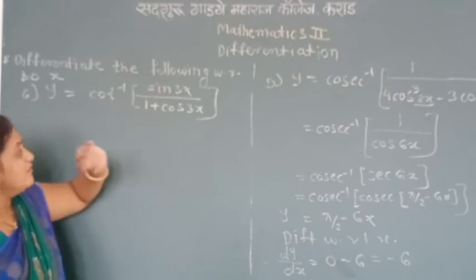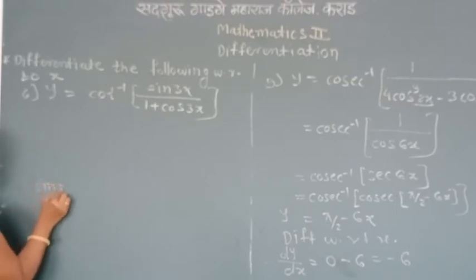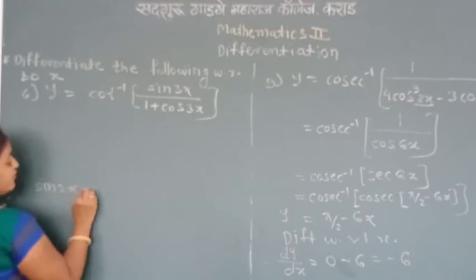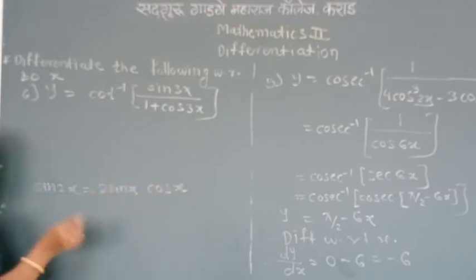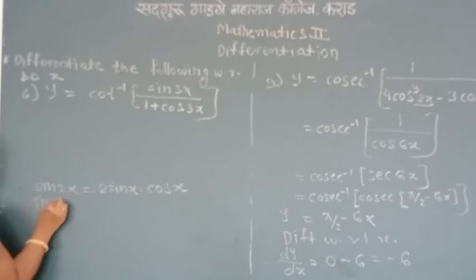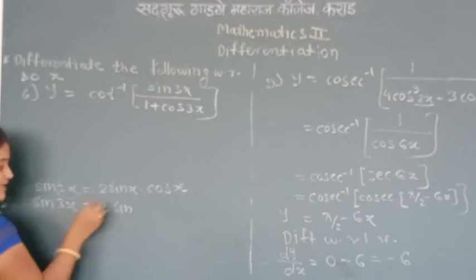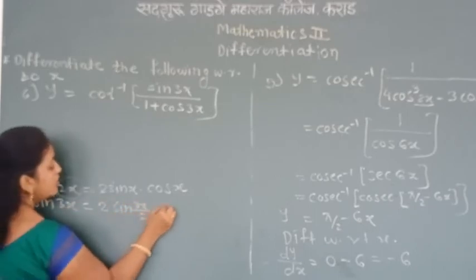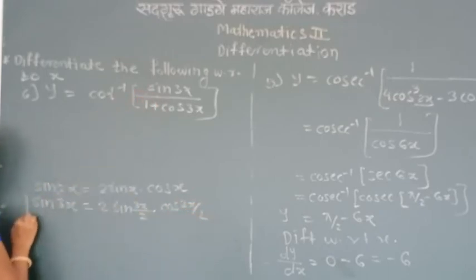So how to convert? We have a multiple angle formula. Which multiple angle formula? Sin 2x. How to write sin 2x? Which is 2 sin x into cos x. Similarly, sin 3x, how to write? Here, whatever angle, take half angle. So this we can write 2 sin, what is the angle? 3x, taking half angle 3x by 2, multiplied by cos 3x by 2. So this sin 3x we can convert using the multiple angle formula.